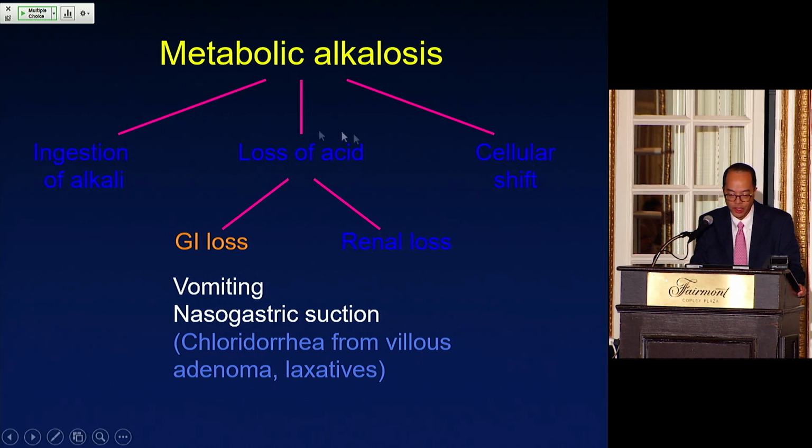Okay, so on to loss of acid. So GI loss of acid, that's fairly obvious. You can get it from vomiting. You can get it from persistent nasogastric suction. You can also get metabolic alkalosis from lower GI losses, but not conventional diarrhea, because in conventional diarrhea, you're losing mostly bicarbonate. But if you have a diarrhea that's mostly chloride, a chloride-rich diarrhea, that can cause a metabolic alkalosis. And so, for example, some patients with villous adenomas will present that way. Sometimes chronic laxative abusers can present that way.